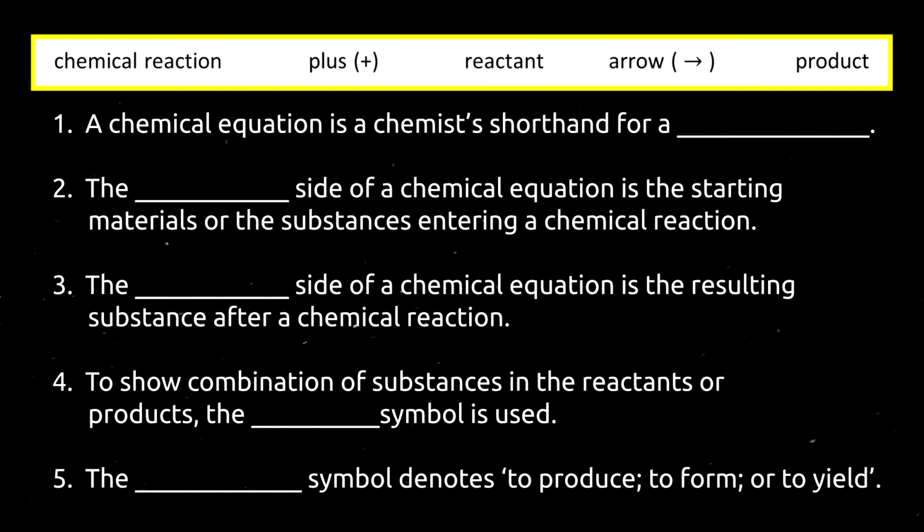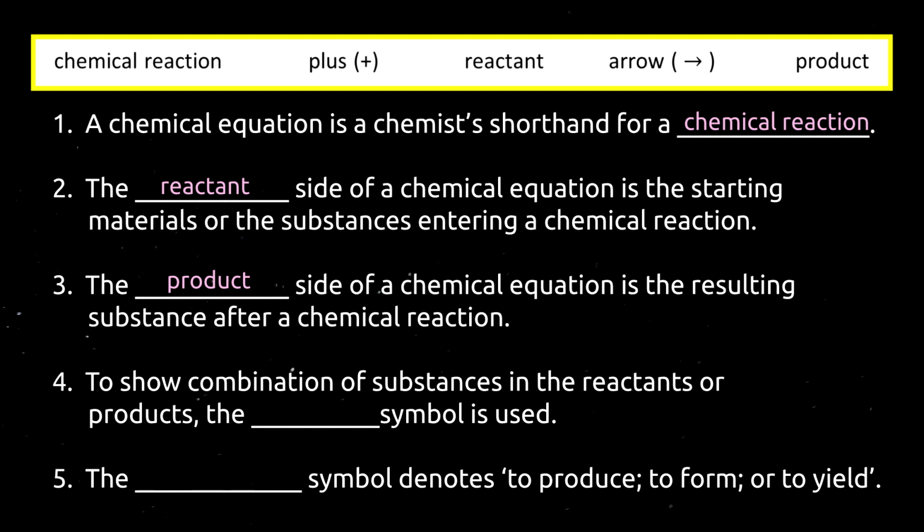So let's answer. For number 1, a chemical equation is a chemist's shorthand for a chemical reaction. For number 2, the reactant side of a chemical equation is the starting materials or the substances entering a chemical reaction. Number 3, the product side of a chemical equation is the resulting substance after a chemical reaction.